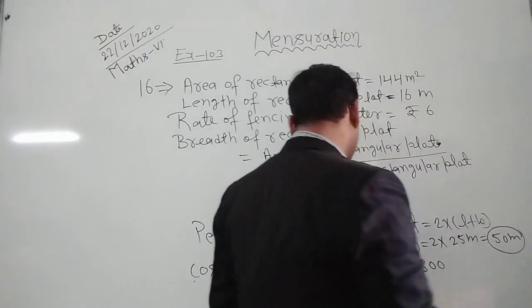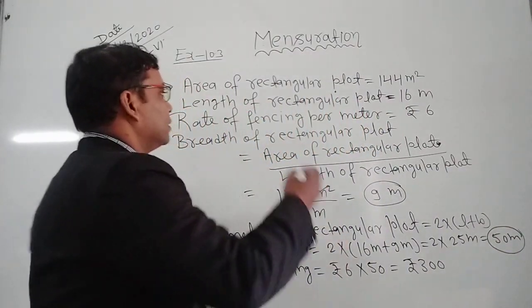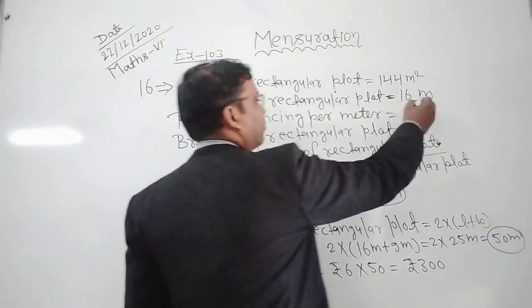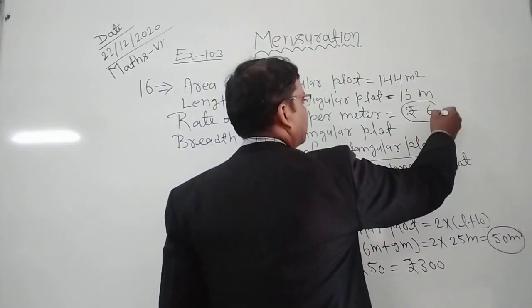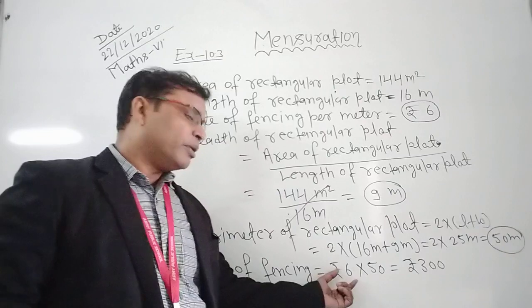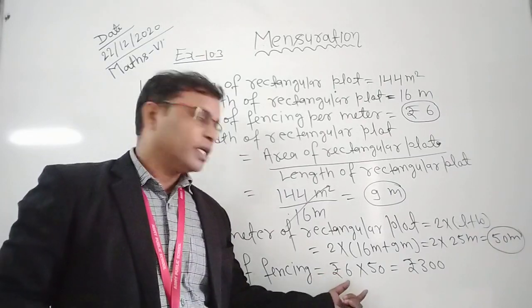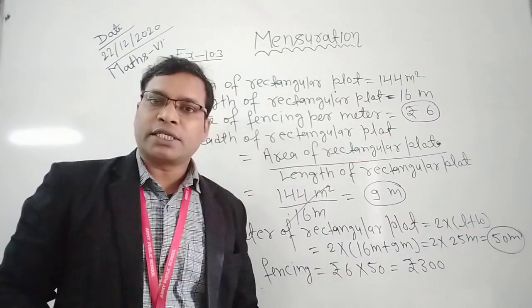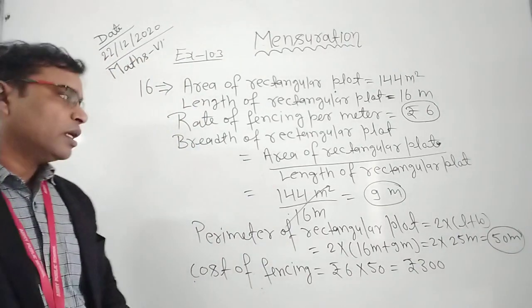So in this way you find the perimeter of the rectangular plot is 50 meter. And here is given the rate of fencing per meter. 1 meter cost of fencing 6 rupees. So we have 50 meter. So we multiply 50 into 6, then we get 300 rupees. This is the cost of fencing of the rectangular plot.